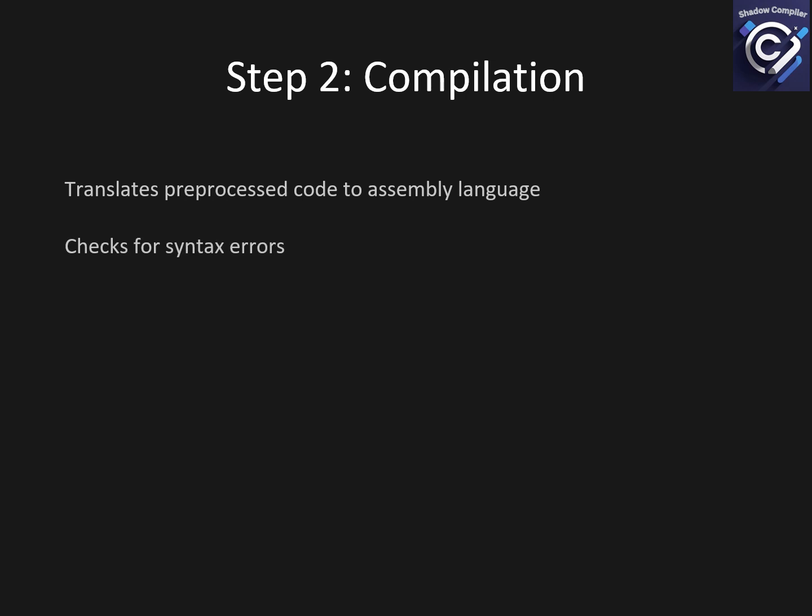Next, compilation. Here, your pre-processed code is translated into assembly language, a special low-level language your computer understands better. The compiler also checks for syntax errors because even a missing semicolon can bring the process to a halt.